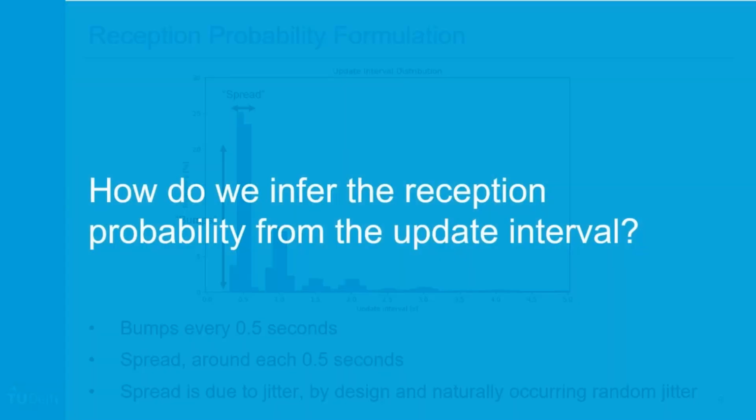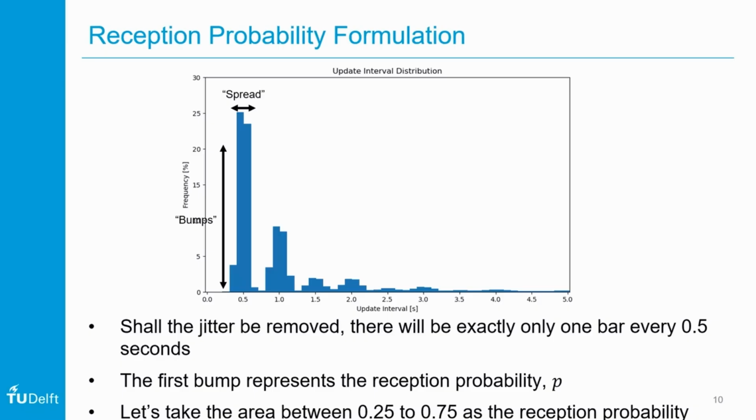So how do we infer the reception probability? Then we do some analysis, and we see that if the jitter is removed, we stack them on top of each other, and we only have one bar every 0.5 seconds.